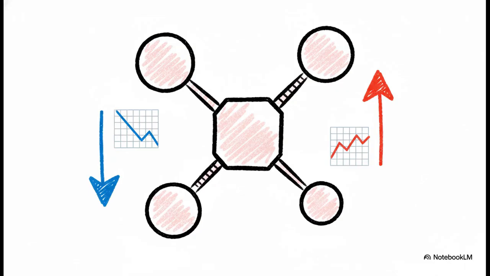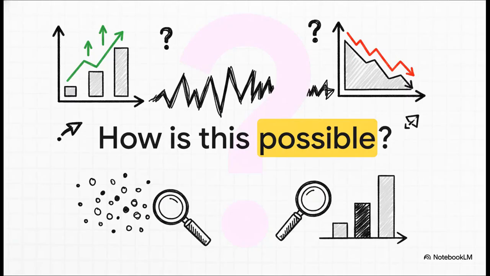So get this. In a huge meta-analysis of multiple cancer studies, the standard way of doing things showed a particular molecule decreasing inside tumors. But when the data was looked at in the right way, the truth was the complete opposite. That same molecule was actually increasing, and not just by a little bit. So how on earth can the same data tell two completely opposite stories?